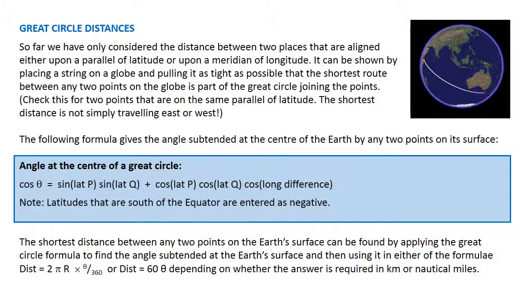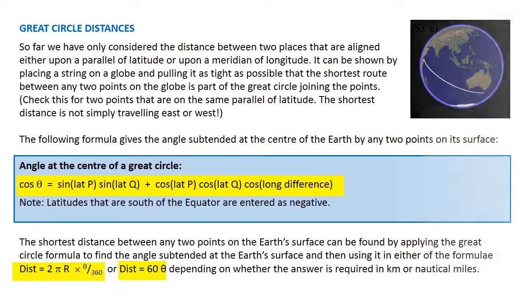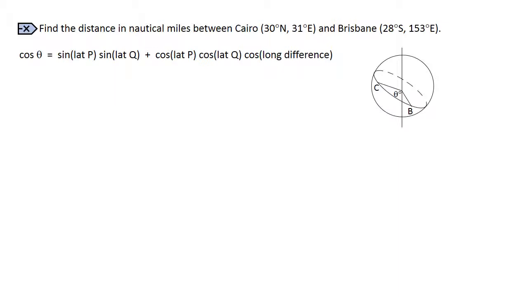This is the formula which gives the angle subtended at the centre of the Earth by any 2 points on its surface. When using this formula, it's important that latitudes that are south of the equator are entered as negative. The shortest distance between any 2 points on the Earth's surface can be found by applying the great circle formula to find the angle subtended at the Earth's centre, and then using it in either of the formulas distance equals 2 pi r times theta over 360 or distance equals 60 theta, depending on whether you want the answer in kilometres or nautical miles. The worked example shows the distance between Cairo and Brisbane.